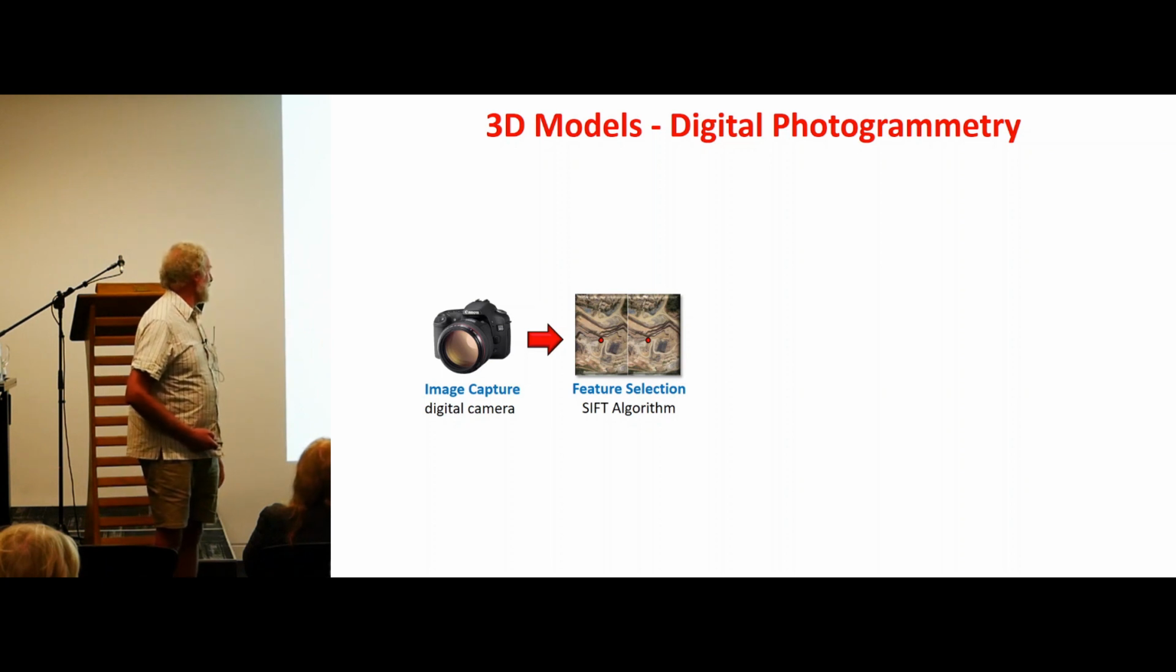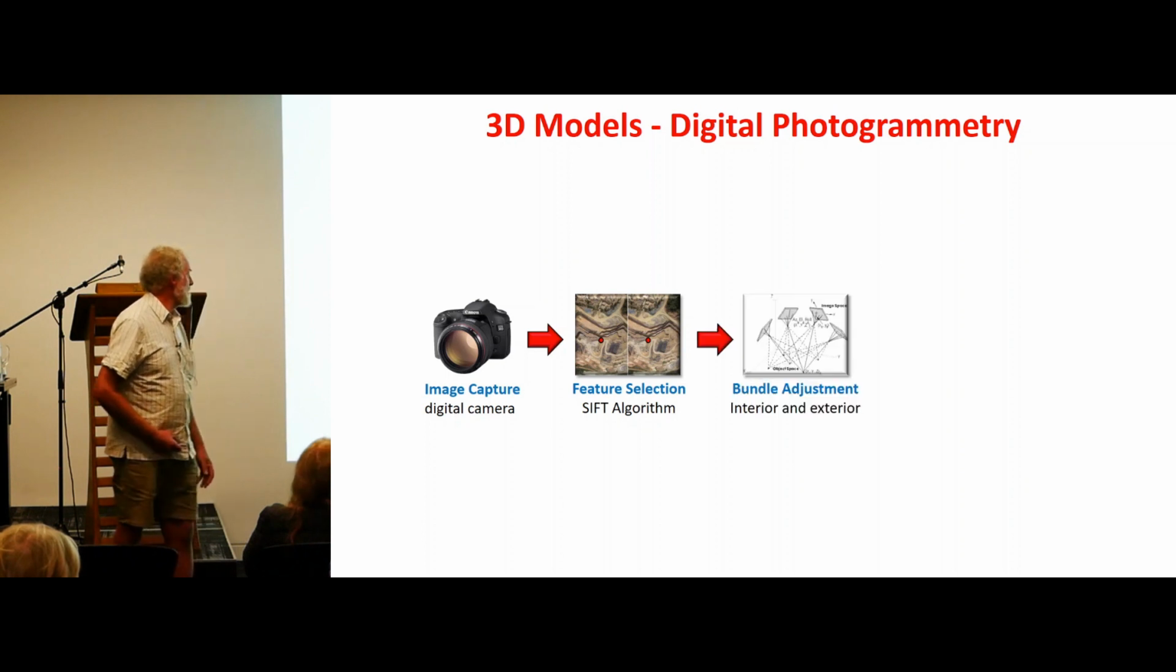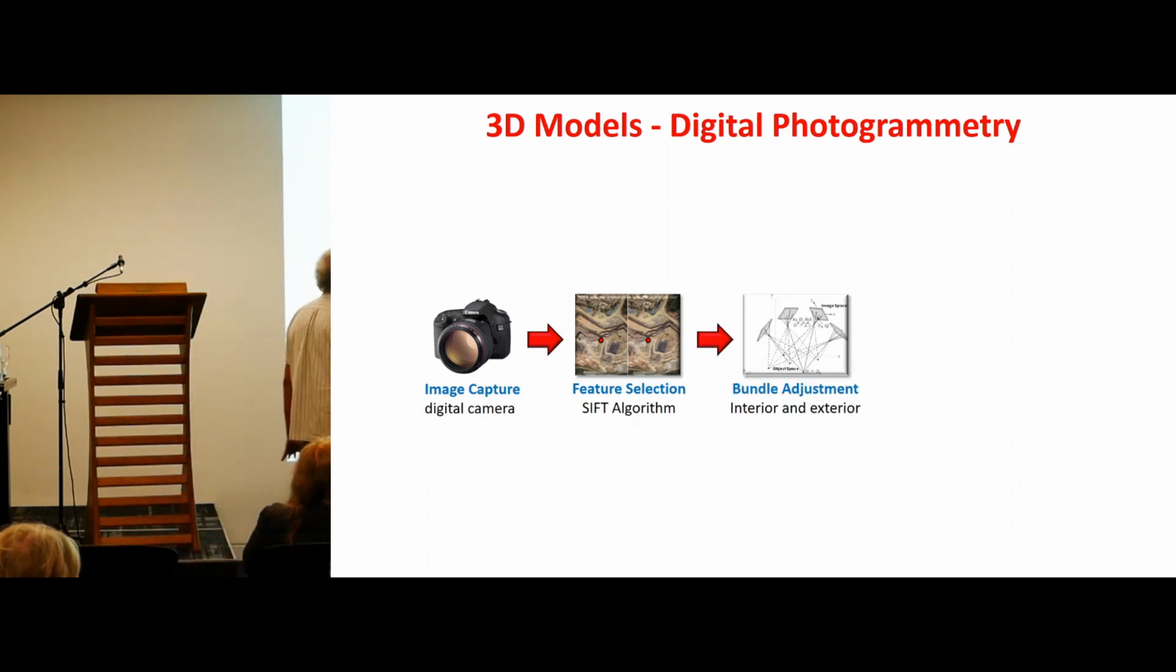So we take a series of photographs, and as I'll explain in a minute, it doesn't have to be a particular type of camera. Now, once we get these photographs, we have to then work out the geometry of features.